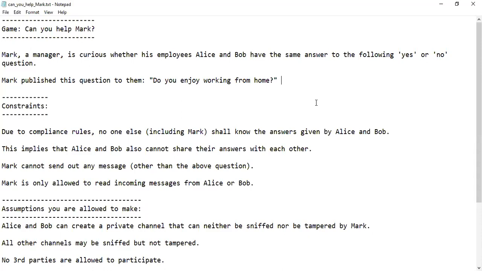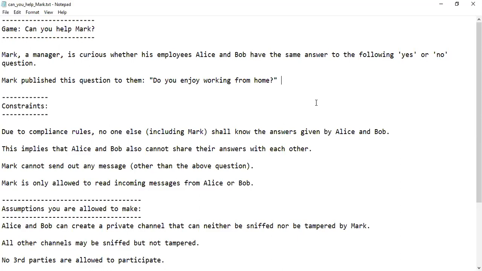Mark's goal is to figure out whether his employees answer differently to this question: Do you enjoy working from home? Meaning Alice answers yes, Bob answers no, or vice versa. So he wants to know whether there is any disagreement. That's basically Mark's goal. There are some constraints.